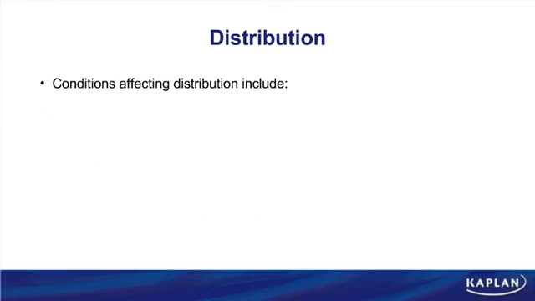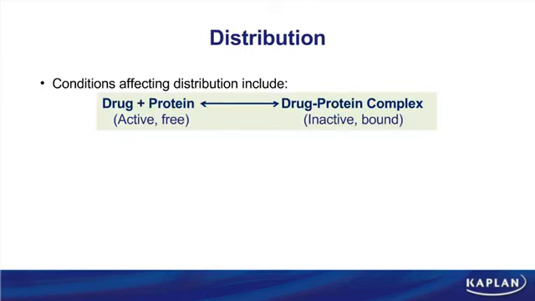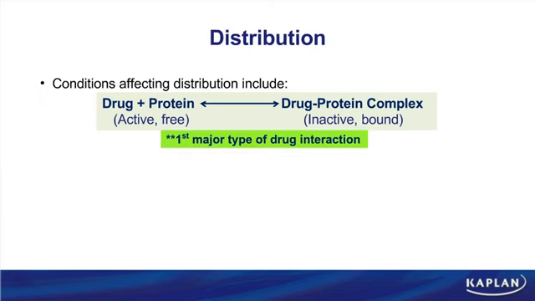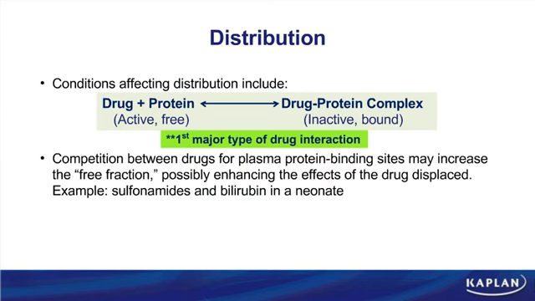The relationship of a drug binding to a plasma protein is shown on this slide. Notice that when a drug is bound to a plasma protein, it is inactive. So the bound form of the drug is inactive. It has to dissociate from the plasma protein into its free form in order to be active. Now this sets up, though, our first major type of drug interaction. Since most drugs are lipid soluble, that means most drugs are going to bind to plasma proteins. So what if you're taking more than one drug at a time, and those drugs both want to bind to plasma proteins? Well, there's going to be competition.